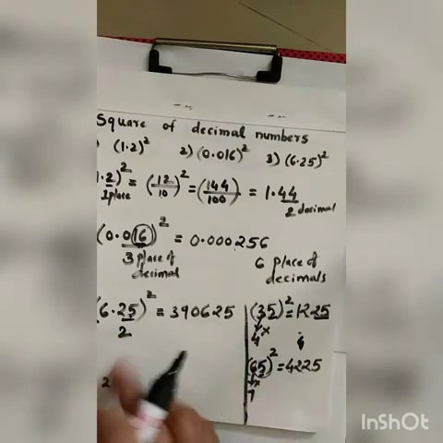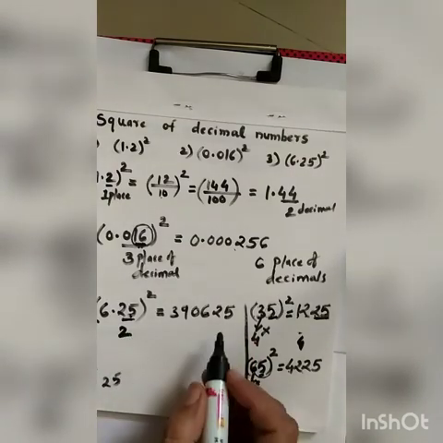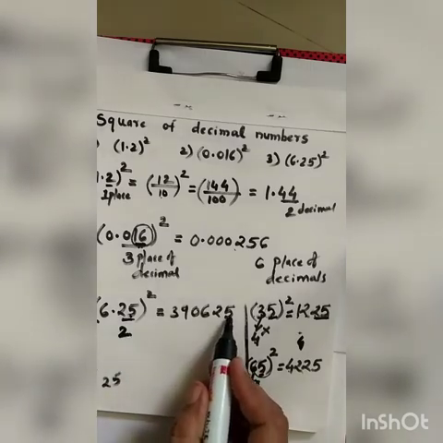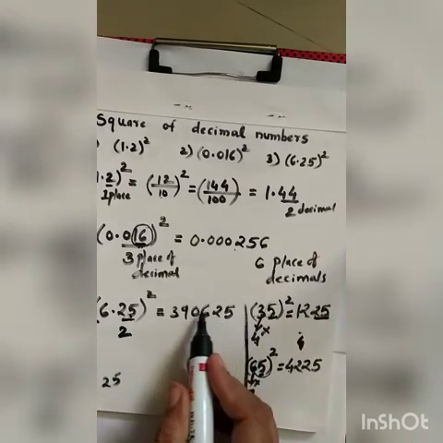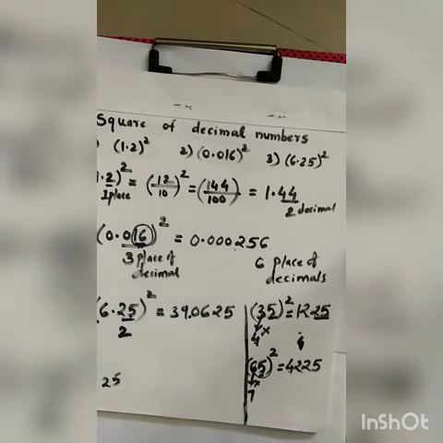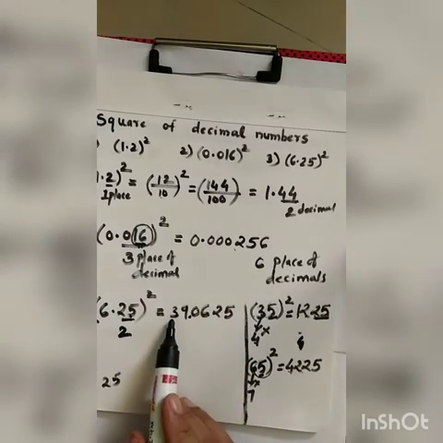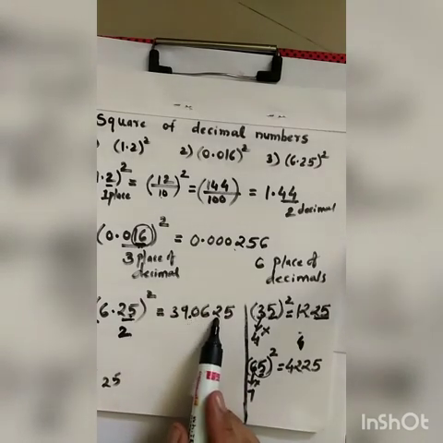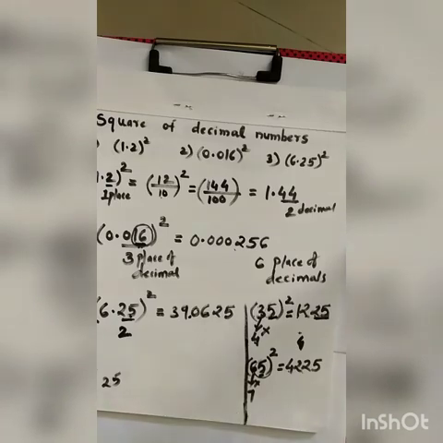Now it's 2 decimal places and the answer, the square number, will contain 4 decimal places. 1, 2, 3, 4. So what is the square of 6.25? That is 39.0625. Understood? So students, today you have to practice such types of sums and tomorrow you will get the assignment based on this.